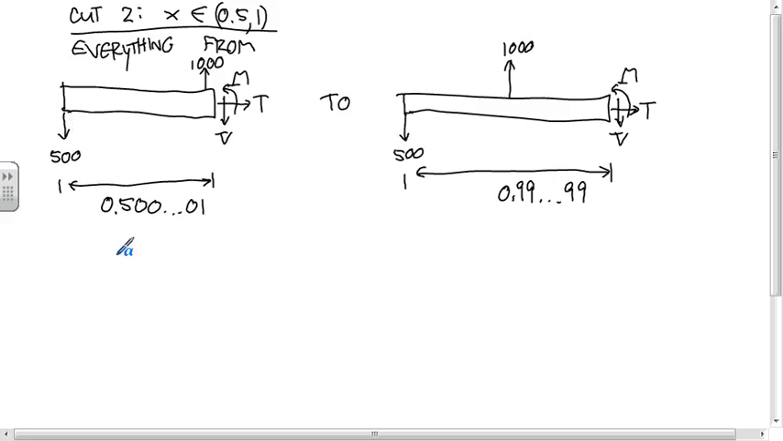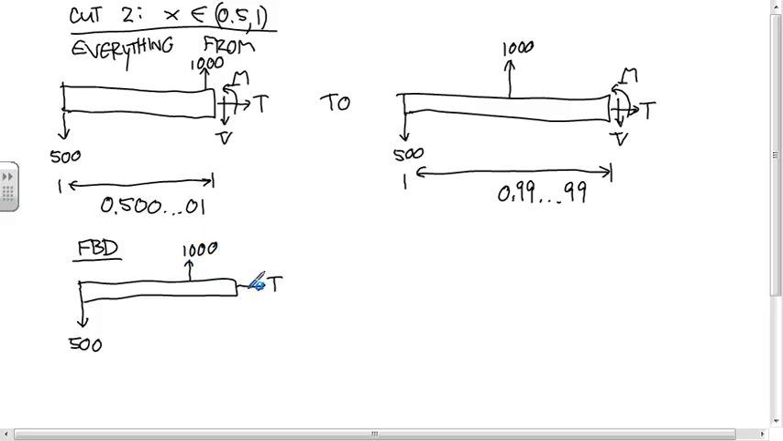So the free body diagram generally looks like this. There's a 500 Newton force. There's a 1,000 Newton force up. There are the internal loads. And this distance is some x value between 0.5 and 1.